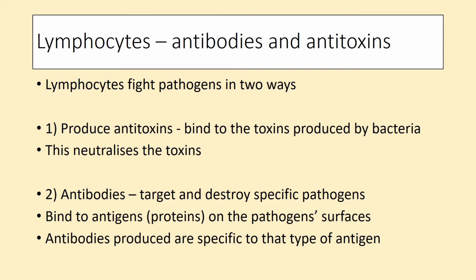So lymphocytes produce antitoxins. Remember, it's bacteria that produce toxins that damage our cells and our tissues. So antitoxins will target bacterial toxins and will neutralize them, which will stop our cells and tissues becoming damaged. The second thing lymphocytes do is produce antibodies. Now, these are specific because they bind to antigens, and antigens are proteins on a pathogen surface. So antibodies will bind to only one type of antigen on a pathogen surface.